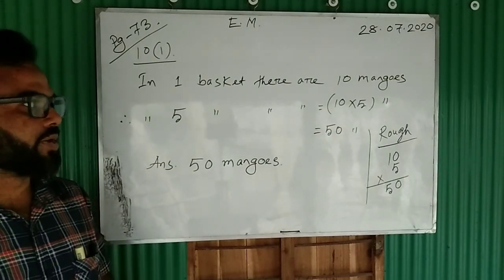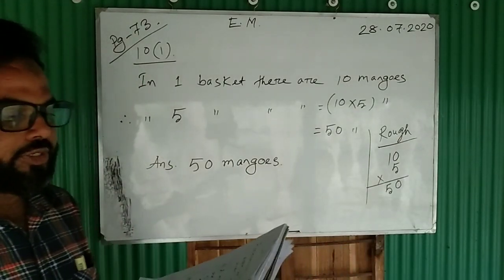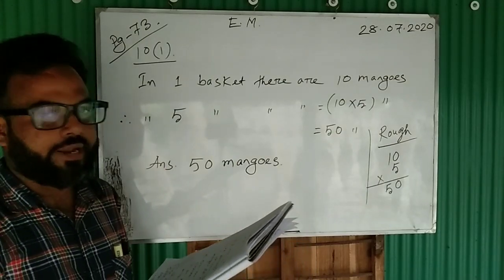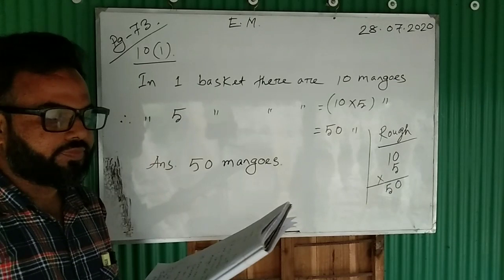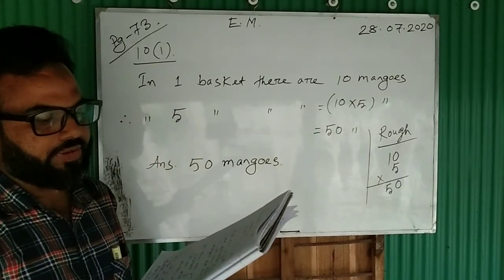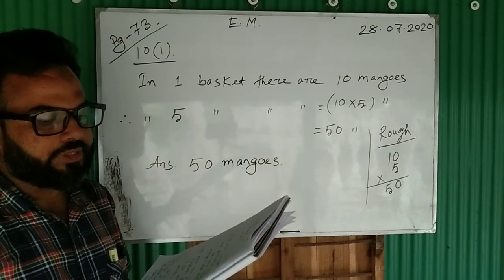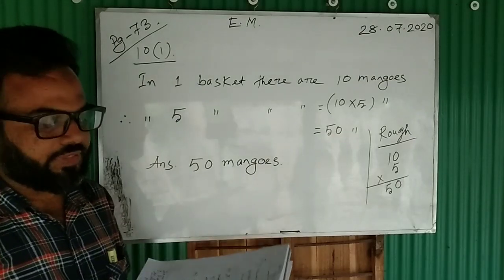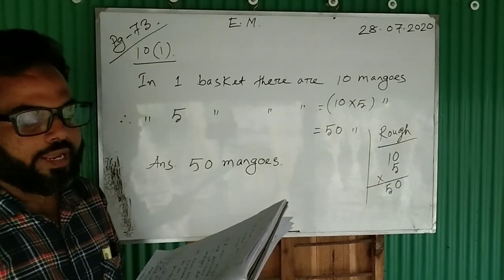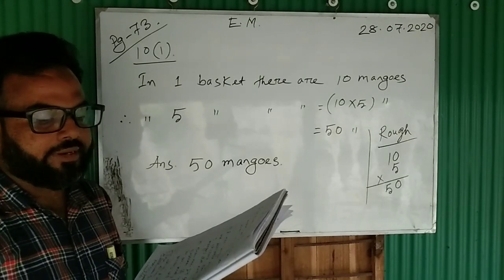Now we go to the second question. A man bought 10 mangoes and distributed them equally among 5 children. How many mangoes did each child get? At first, how many mangoes? There are 10 mangoes. How many children? 5 children. How many mangoes did each child get?